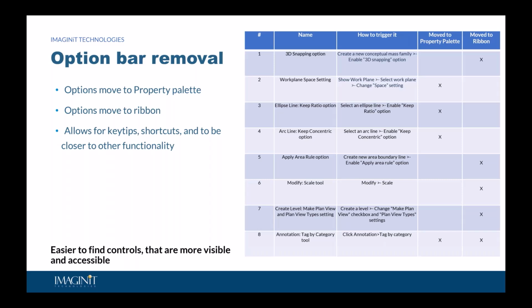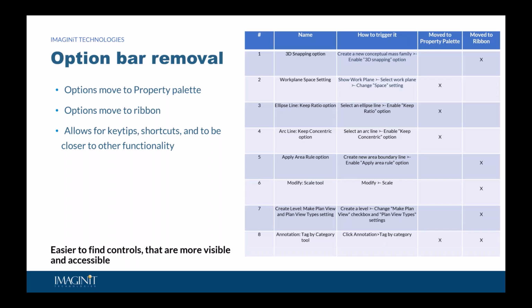But really what they're doing is they're putting things now up onto the ribbon or into properties. And a good example would be when I pick the scale button, I'm looking for on the options bar, the scale for graphical or numerical, and that's now up on the ribbon.